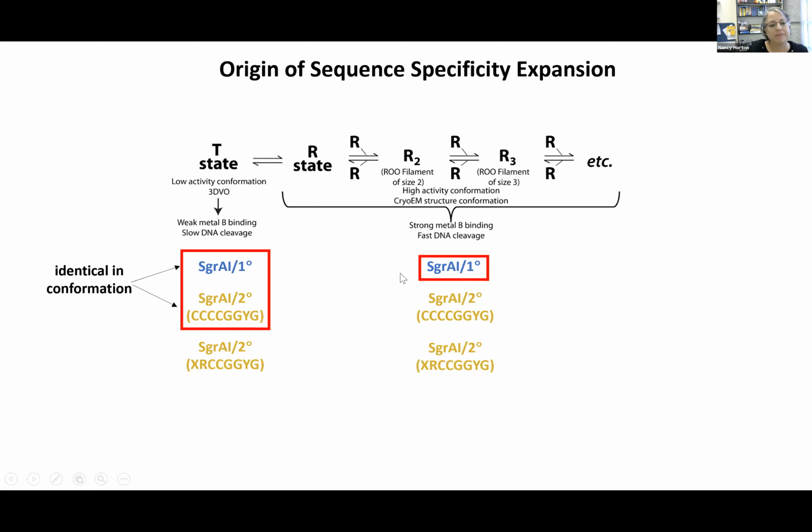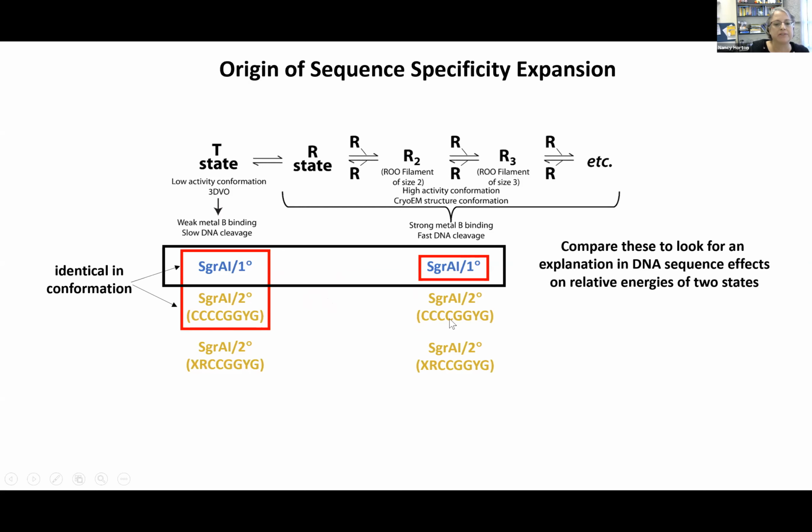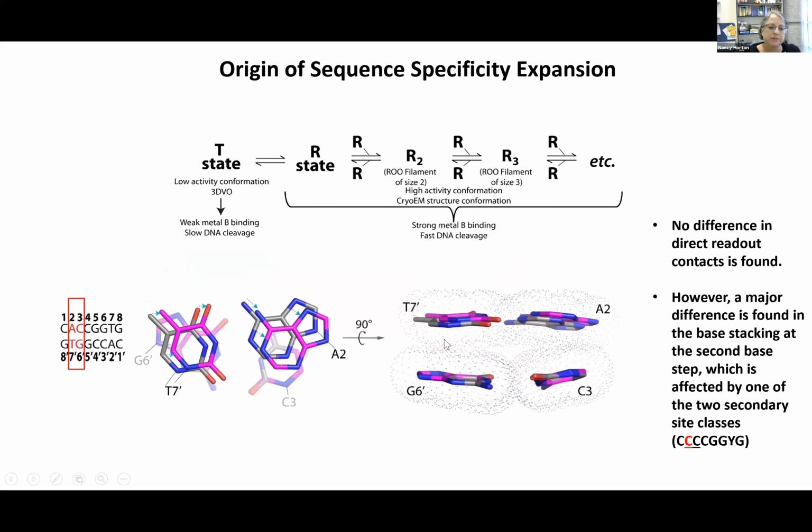So really, to understand this whole energy diagram, we need all four structures, but we only have these two. So we'll compare these two and look to see if we see any differences in the conformation that might relate to energies when we substitute the base pairs. So we looked for protein-DNA interactions that may be different in the T and R state, particularly at these base pairs that are substituted in the secondary site, but we didn't see anything like that.